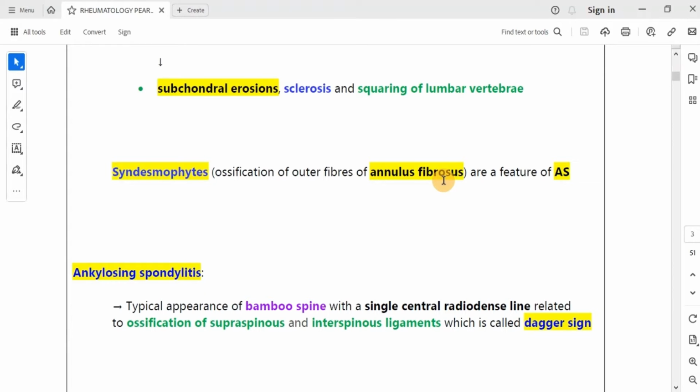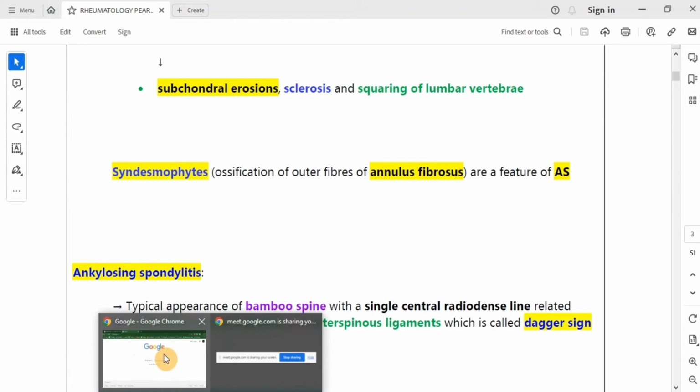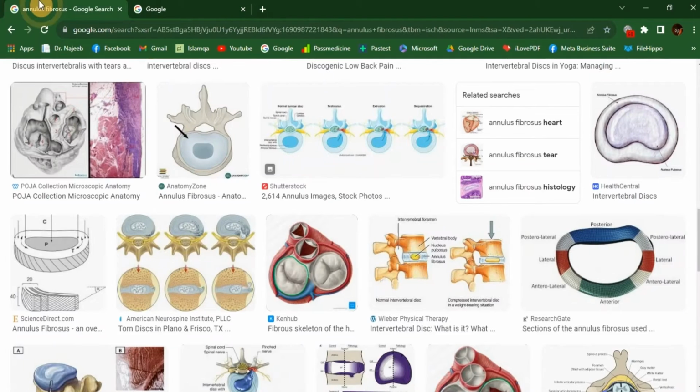These are the anterior ligament, I guess, connecting the vertebral column. So the intervertebral disc, if we divide it into outer and inner portions, the outer portion is known as the annulus fibrosus, and the inner portion is known as the nucleus pulposus. So let me show you a pictorial.